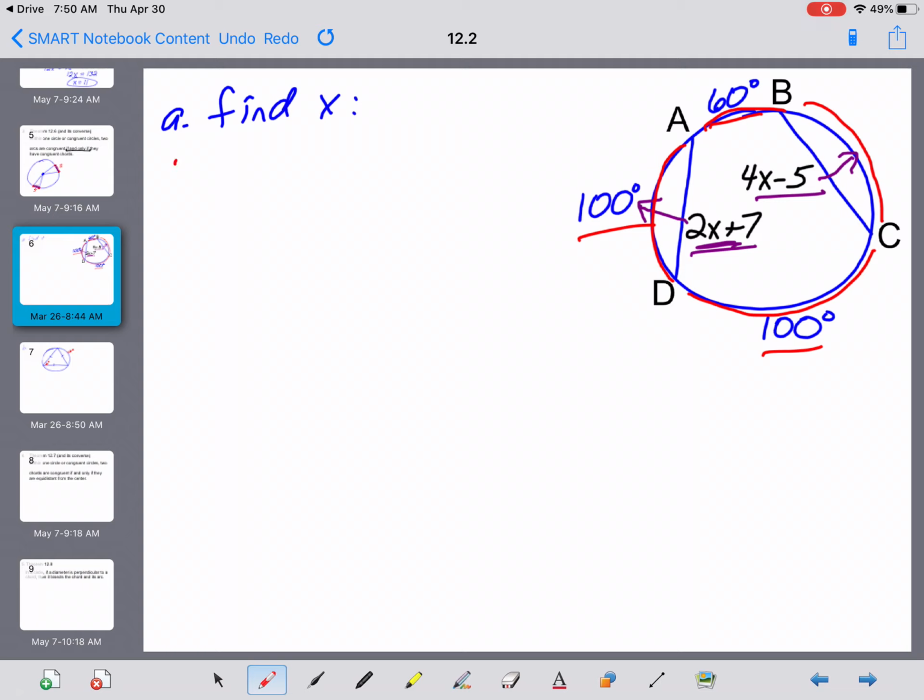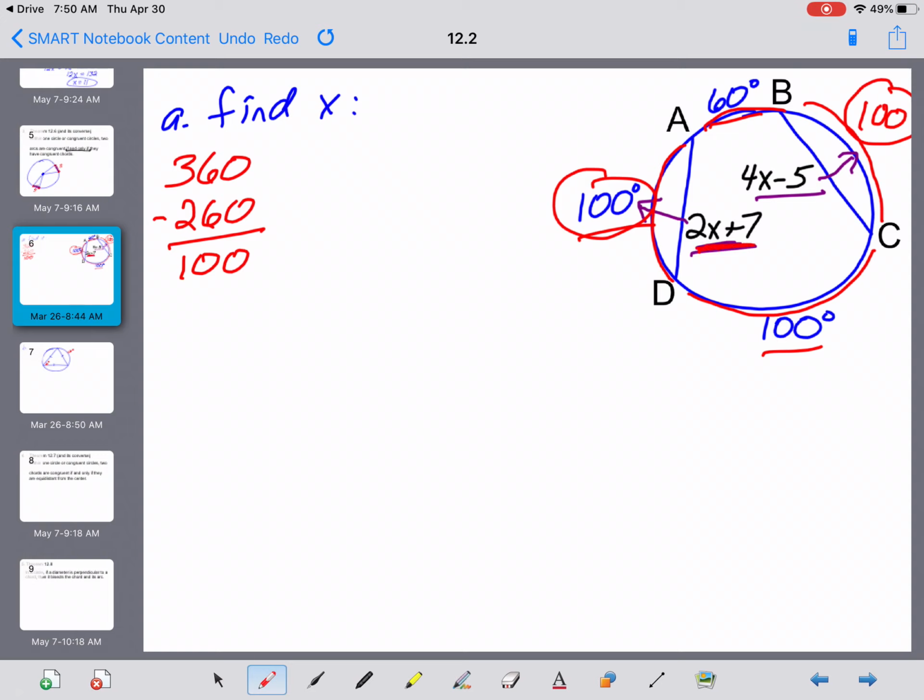We know that the total of all the arcs in any circle has to be 360. So if we take that 360, subtract the 260 that we know for the first 3 arcs, we know that this last arc, BC, has to be 100 degrees as well. And that's important now because we now know that arc AD and arc BC are congruent to each other. They have the same measure.